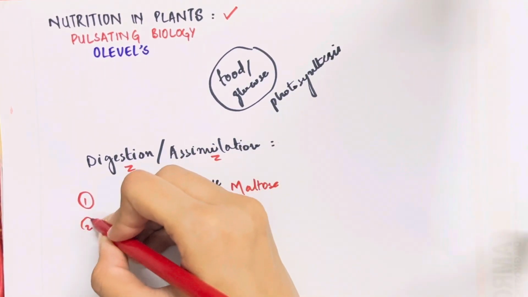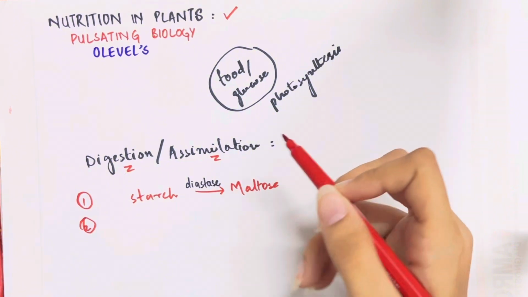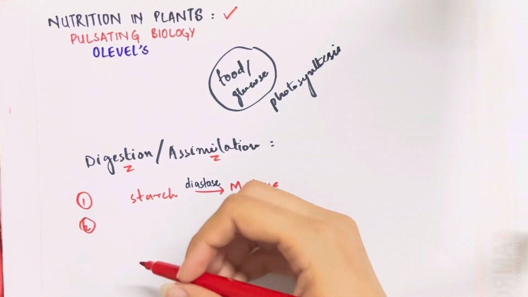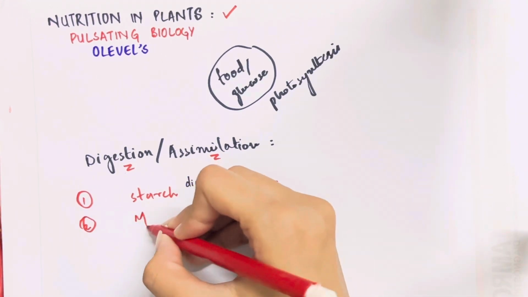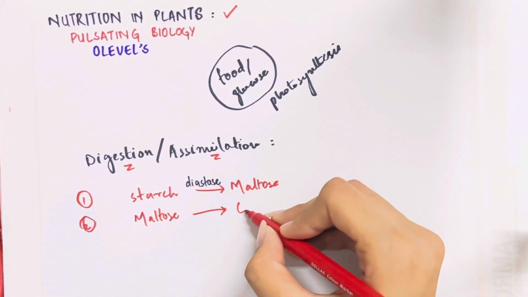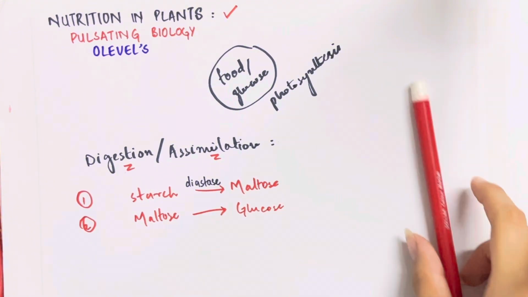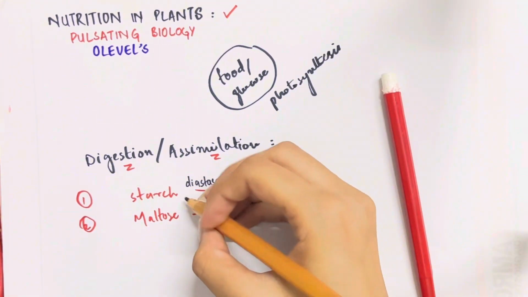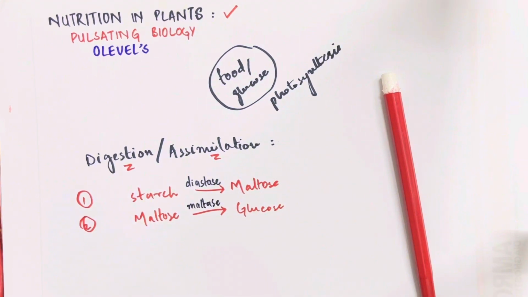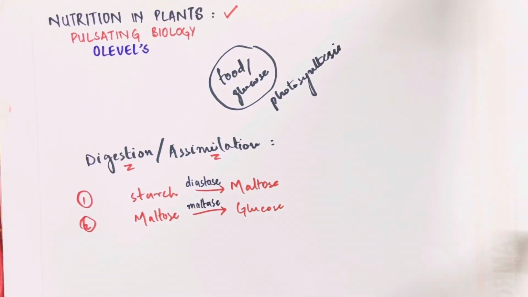The second pointer tells us that the maltose is converted further into glucose by an enzyme called maltase. So the maltose, which is already converted from starch, is converted into glucose in the presence of another enzyme named maltase. These enzymes function very appropriately in certain reactions.